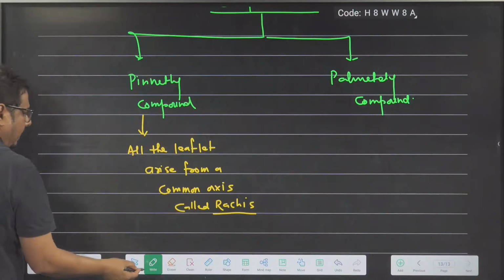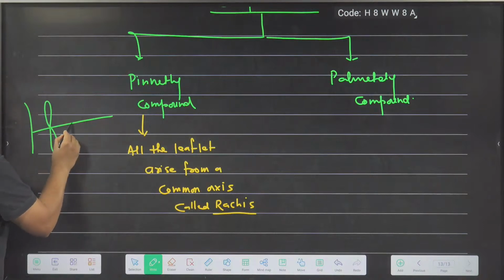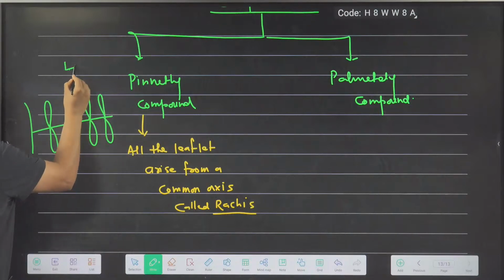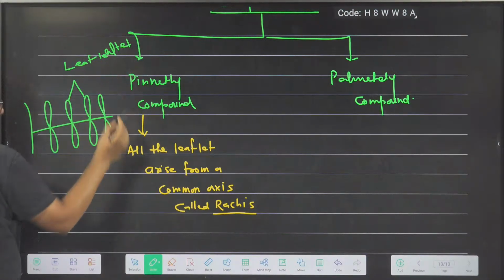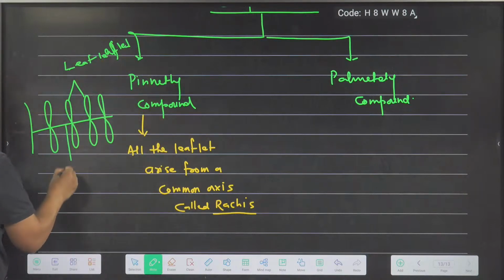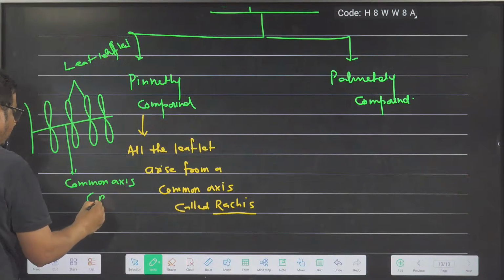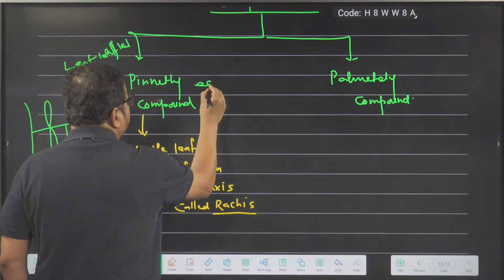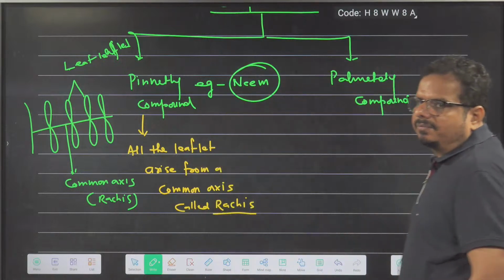The diagram is the same, I have drawn it earlier. This is the structure of a pinnately compound leaf. So these are all the leaflets, and this is the common axis. And this common axis is called rachis. So this is the diagram of a pinnately compound leaf. Example of this leaf, NCERT wrote what? Neem. In neem we get pinnately compound leaf.